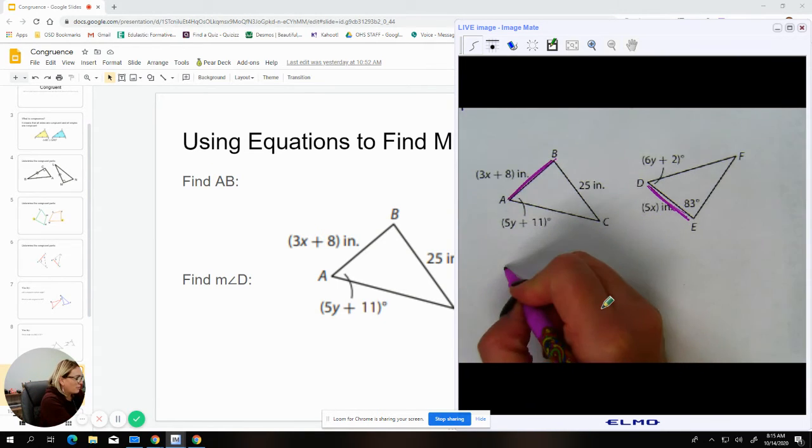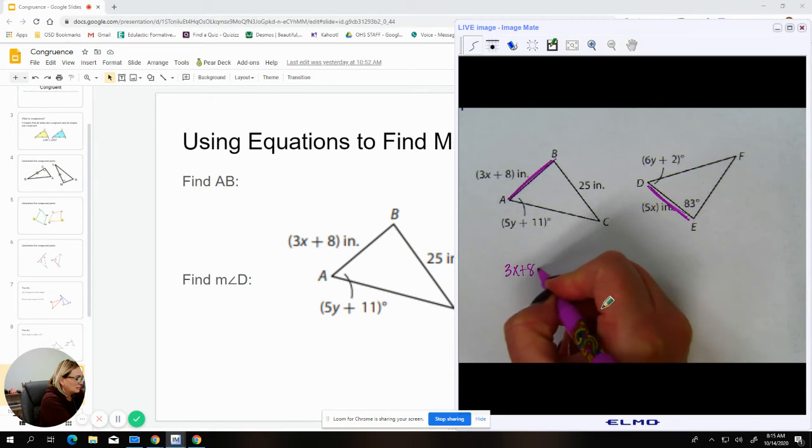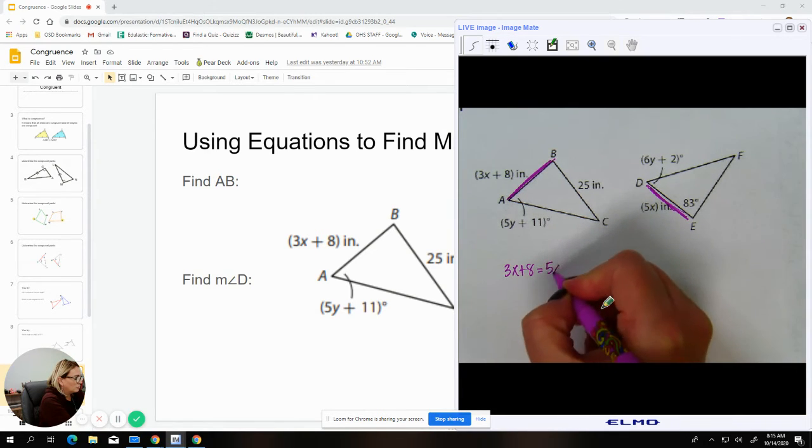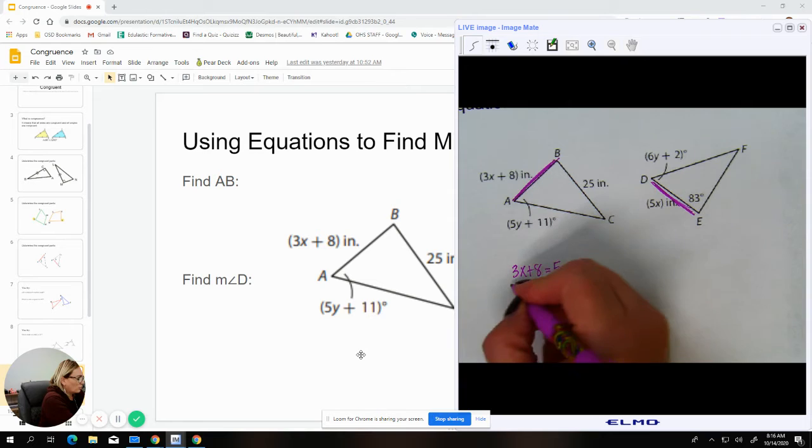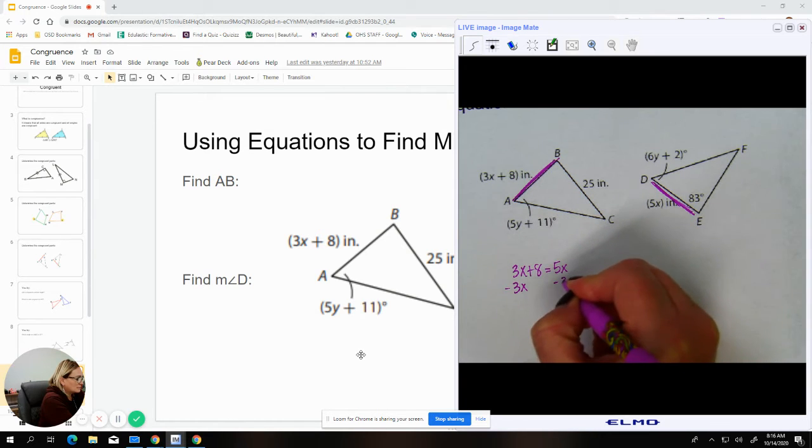So we have 3x plus 8 is equal to 5x. And now we just have an equation that we can solve. So we are going to subtract 3x.